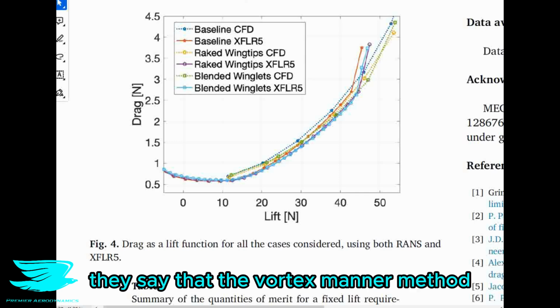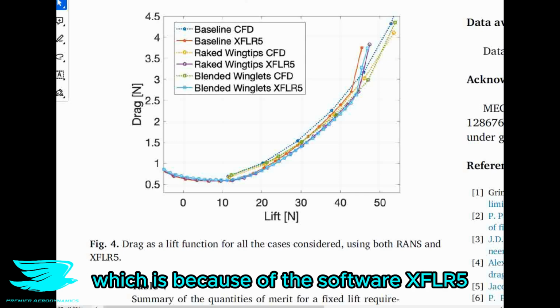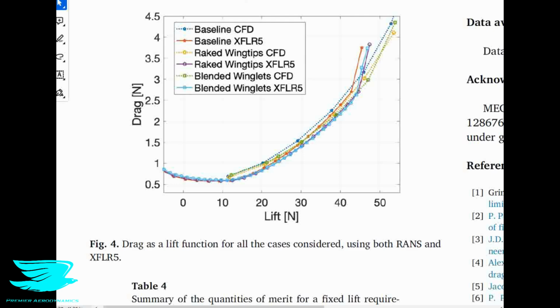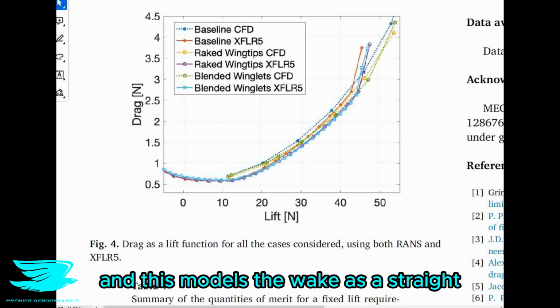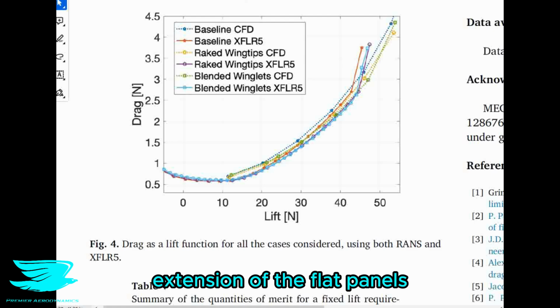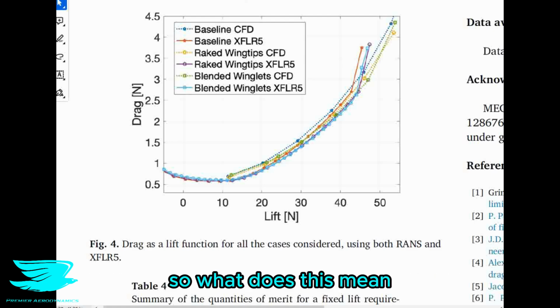Now, interestingly, they say that the vortex panel method underestimates the induced drag by 20%, which is because of the software XFLR5. So that's the panel method software, and this models the wake as a straight extension of the flat panels, which results in the overestimation of the lift and vortex drag. So what does this mean?